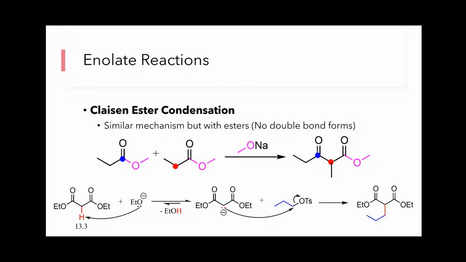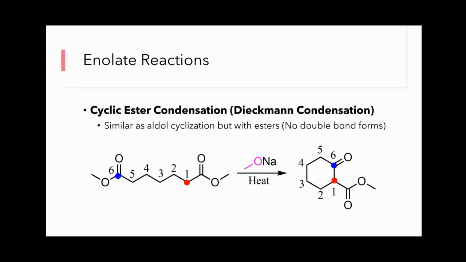Okay, so another reaction is Claisen ester condensation. It's still the same mechanism, but instead of ketones or aldehydes, we have esters. Here with glycine, it's a similar mechanism, but you skip the step where you form a double bond, so there's no elimination happening. You can do cyclic condensation where it reacts with itself. Similar mechanism, but you don't make that double bond.